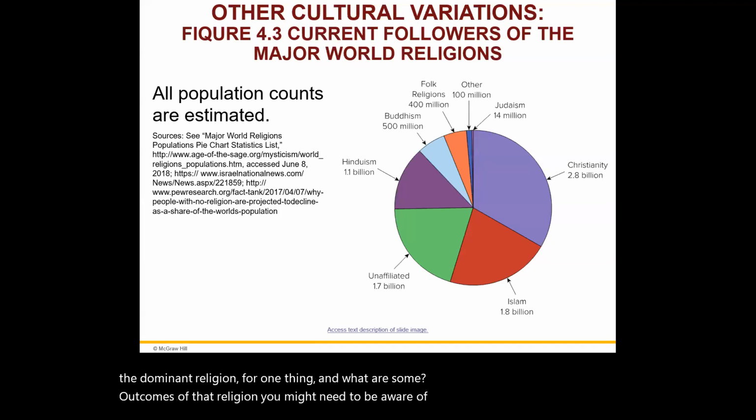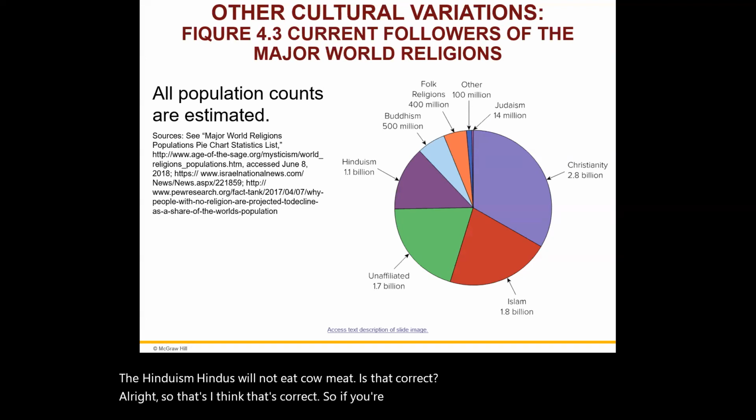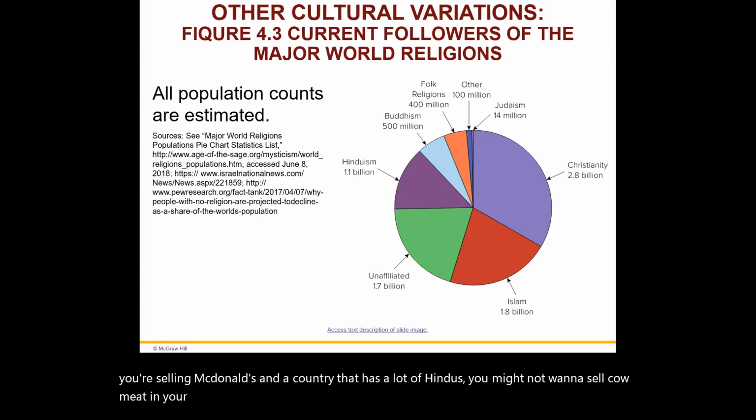So for example, correct me if I'm wrong, the Hindus will not eat cow meat. Is that correct? All right, so we think that's correct. So if you're McDonald's and you're selling burgers in a country that has a lot of Hindus, you might not want to sell cow meat in your burgers. You might advertise something else, create a new product for that market.